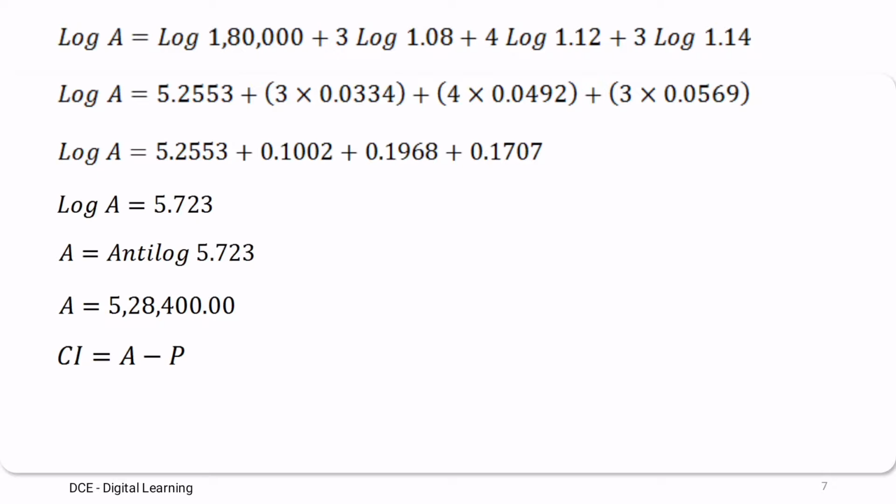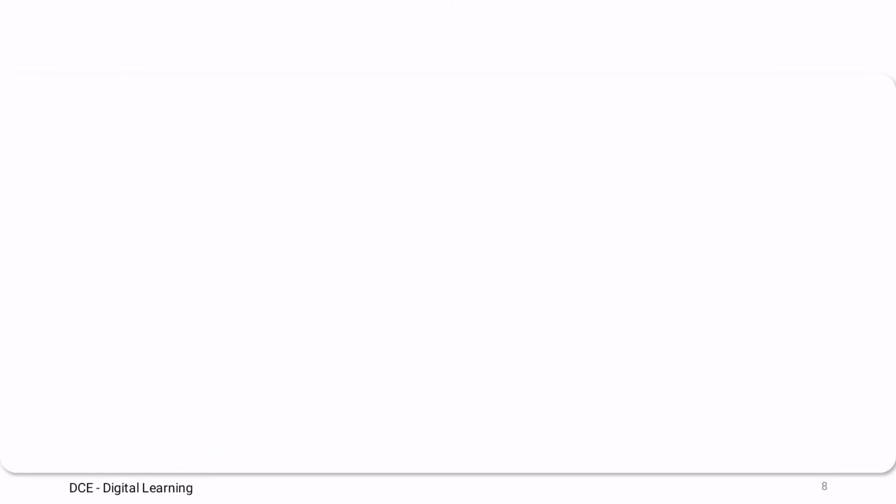Here the characteristic is positive and it is 5. That means the number of integral digits will be 5 plus 1, 6. Antilog value for 0.723 is 5284. Since the characteristic is 5, 5 plus 1, 6 integral digits will be there in the result. That means the amount is 5,28,400. Now compound interest equals 5,28,400 minus 1,80,000 principal amount. Compound interest is rupees 3,48,400.